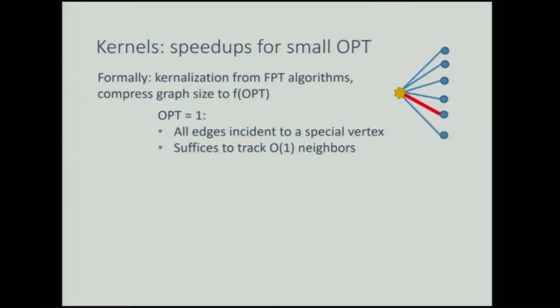As it turns out, you can actually get some slight speedups when the answer is small. Imagine my answer is 1. Because we know that the size of the maximum matching equals the minimum vertex cover, when my max matching has size 1, all my edges are incident to a single vertex, and I just need to keep a small number of neighbors of that vertex.